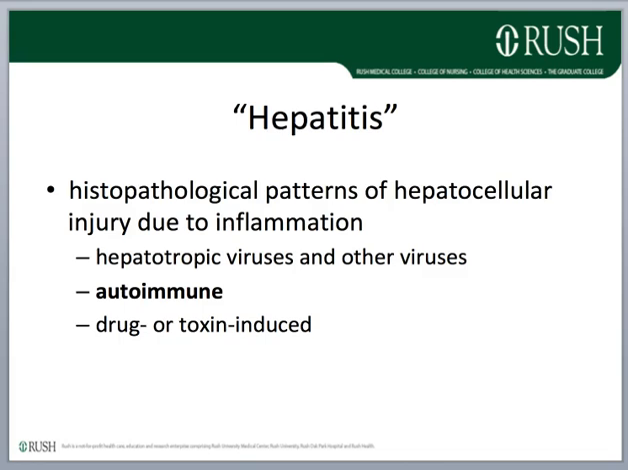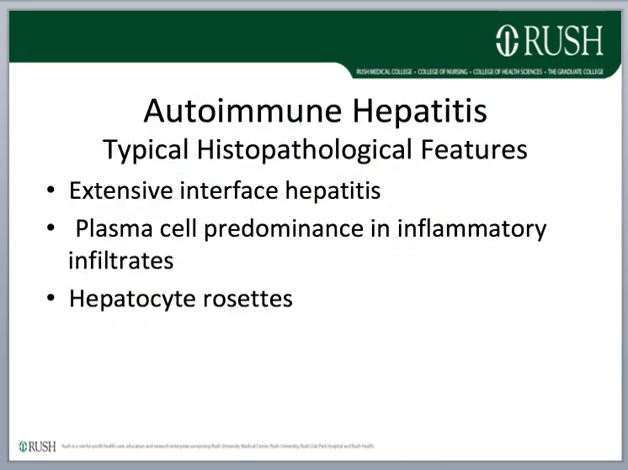So just as a review, hepatitis, again, is the term that describes histopathological patterns of hepatocellular injury due to and associated with inflammation. And as covered in the other talk on acute and chronic viral hepatitis, this is a nonspecific collection of patterns. It can be seen in a variety of different causes of hepatitis. So this is just focusing on those that are more typical or characteristic of autoimmune hepatitis.